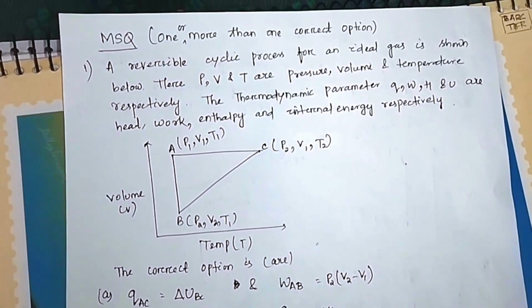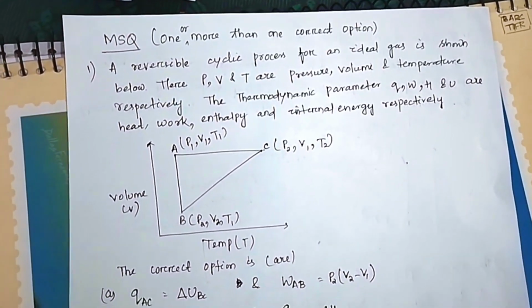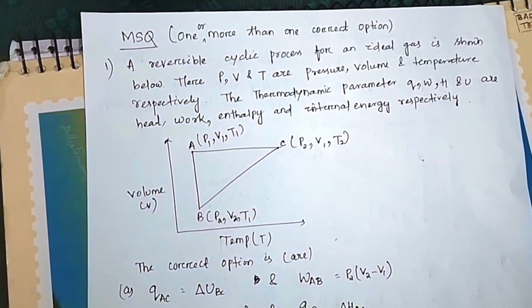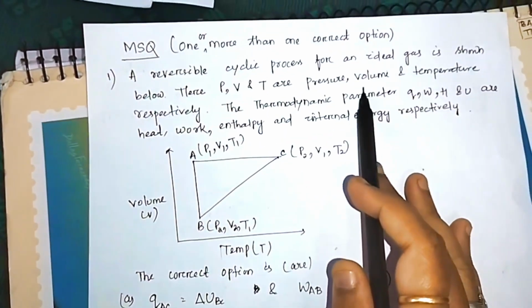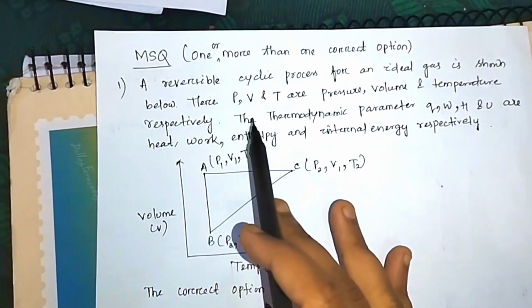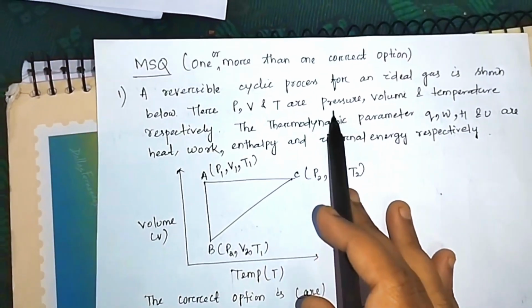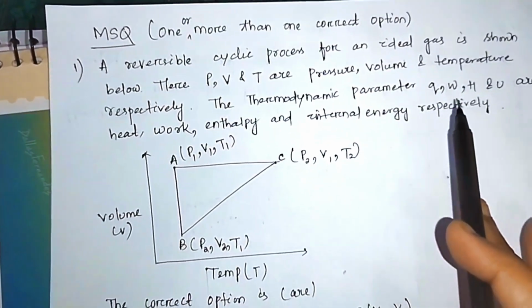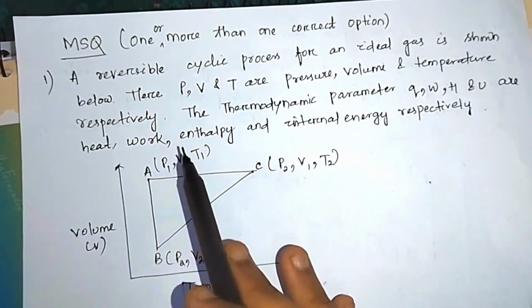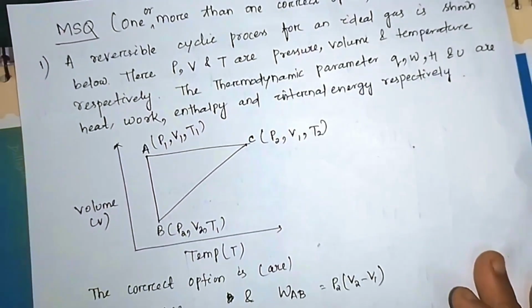Hello everyone, in this video I am going to discuss some MSQ questions from the chapter thermodynamics. The question is: a reversible cyclic process for an ideal gas is shown below. Here P, V and T are pressure, volume and temperature respectively. The thermodynamic parameters Q, W, H and U are heat, work, enthalpy and internal energy respectively.